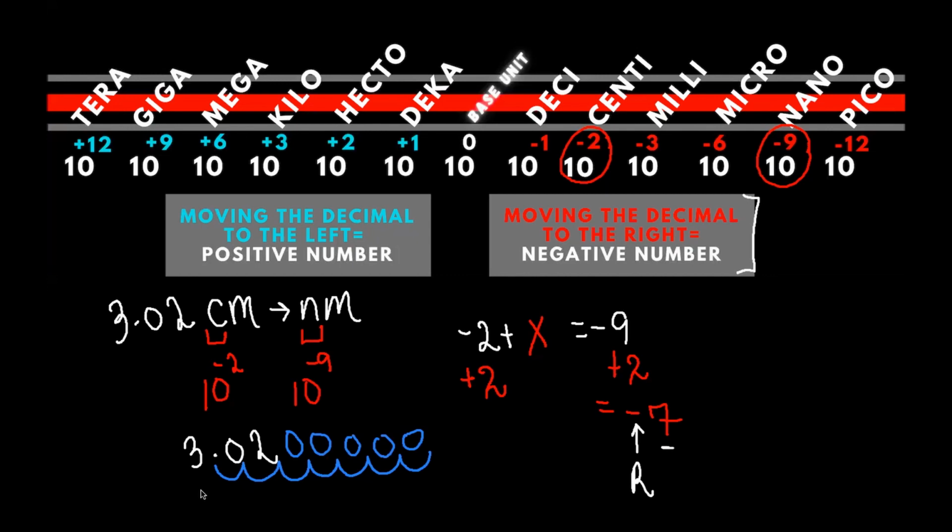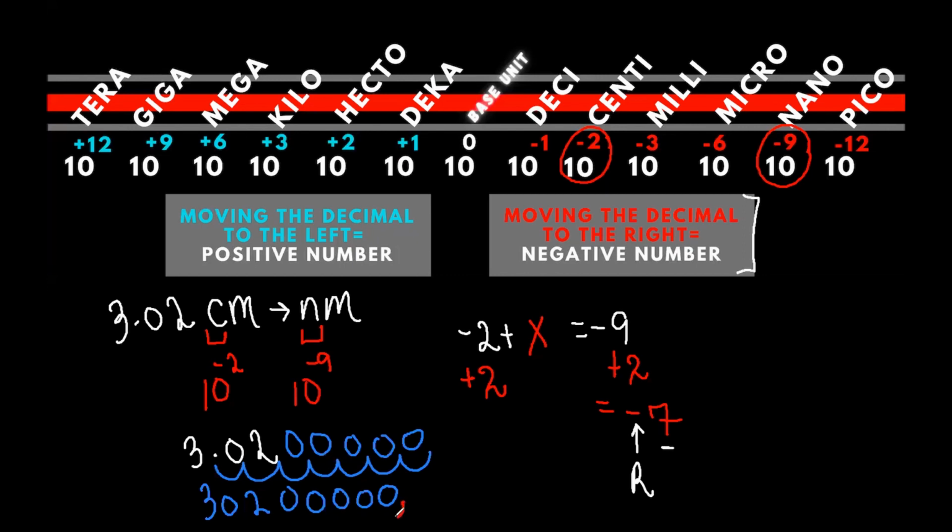This will be my final answer: 3,020,000. Now, if they ask you to write your final answer using scientific notation, then you have your decimal right here, and you're trying to move the decimal up to the point that you just have one number in front of the decimal, and that number can only be between 1 through 9, okay? And I go about this extensively in my other video about scientific notation, so if you need practice, go ahead and watch that.